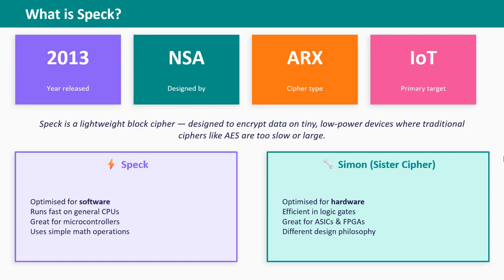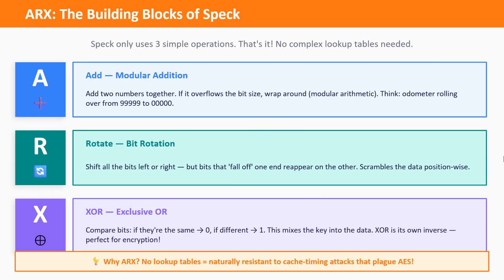It's pretty simple. Simon is optimized for hardware. It's efficient in logic gates. It's a slightly different design philosophy. So, the building blocks of SPECK. SPECK uses three simple operations, and that's literally it.